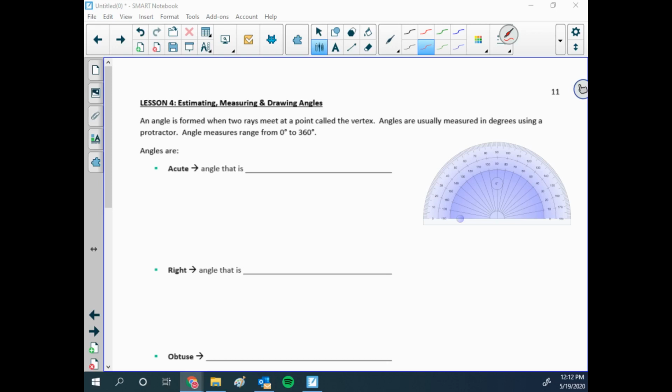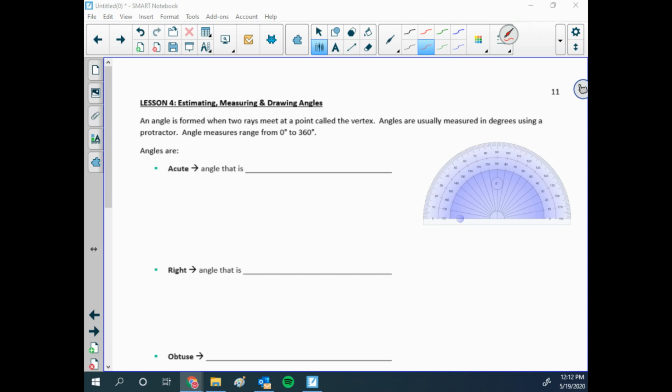What's up, 10-3? Last video here for this unit on estimating, measuring, and drawing angles. Hopefully, maybe you have a protractor kicking around your house that can help you with these. If not, you can always just print one out and kind of help you estimate at least.